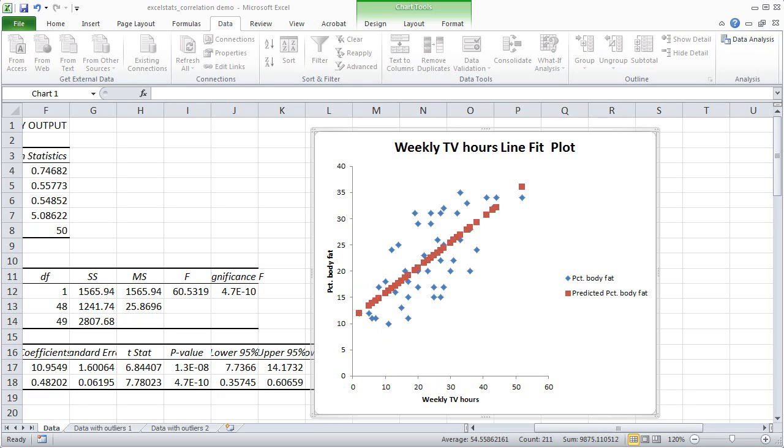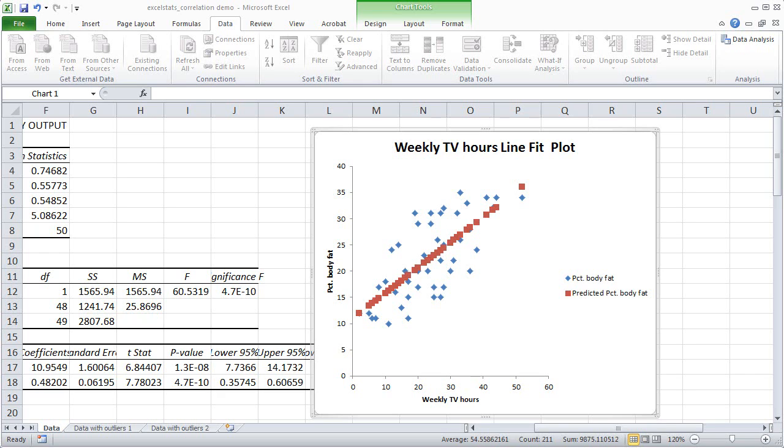The larger these residual differences are, the weaker the relationship is between weekly TV hours and percentage of body fat. The smaller those residuals are, the stronger the relationship is between weekly TV hours and percentage of body fat.